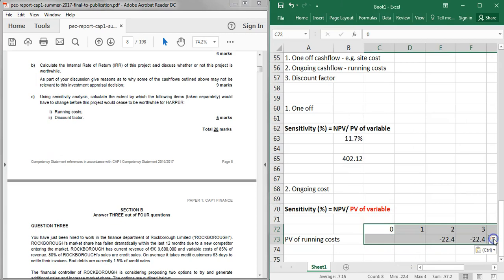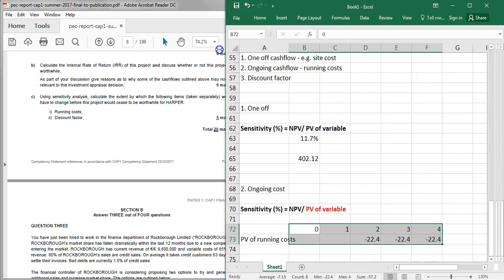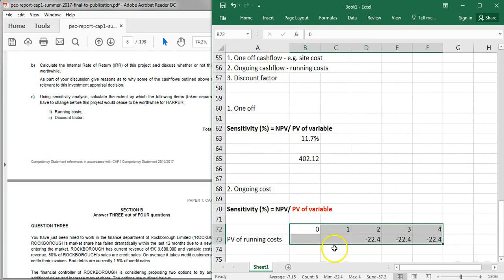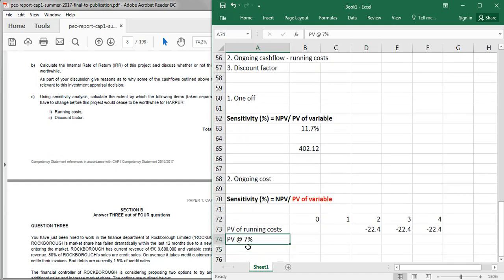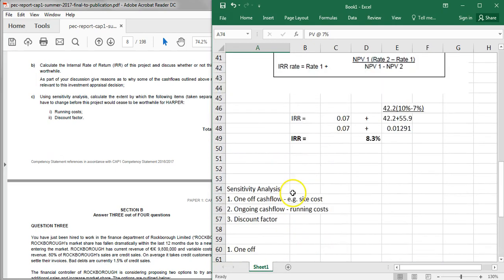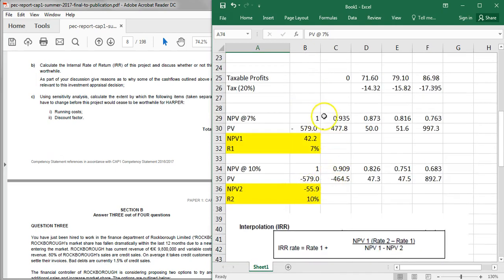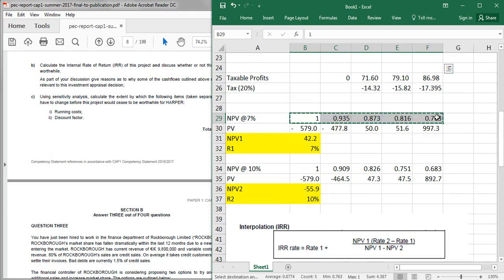22.4. I'll just bring them back in to make it easier. I can widen this a bit. So we get the present value at 7%, because that is the discount rate, that's the cost of capital. So you use the cost of capital in this case, that's why it's given in the question. We're just going to bring these discount factors down again, as we've done before.